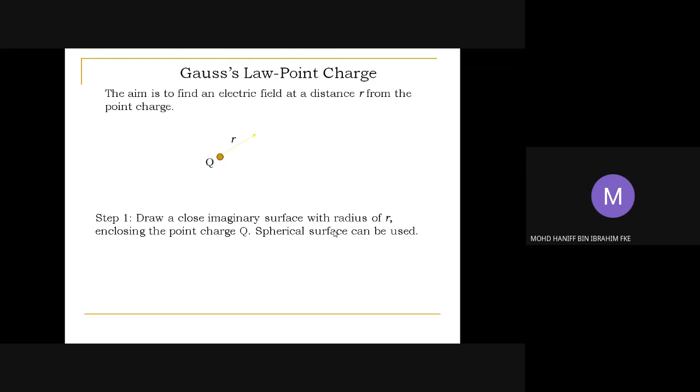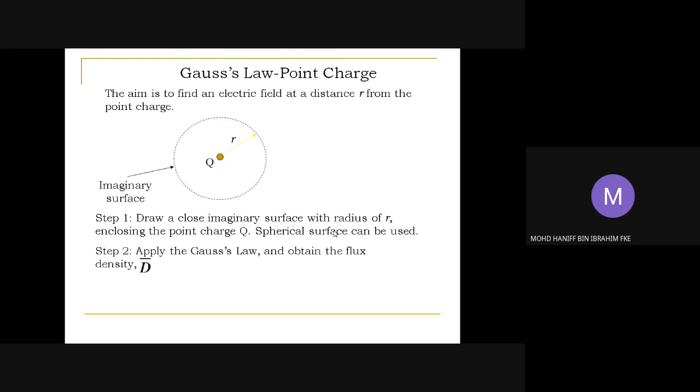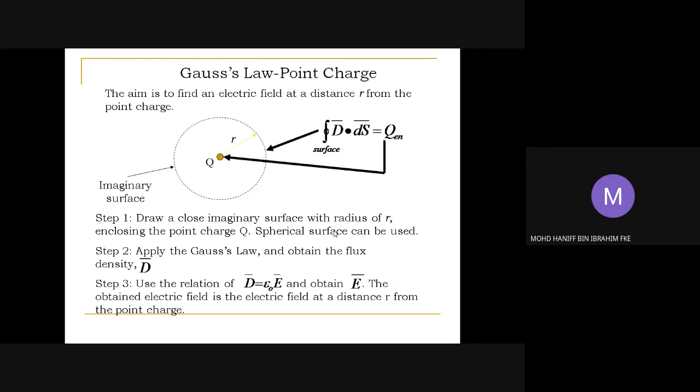Yeah. So these are the steps that have been taught last Thursday. So we have three steps. If we can recall back, the first step is to draw a closed imaginary surface, or in short, we call it just a Gaussian surface. Yeah. Number two is we apply the Gauss law to find the D, and subsequently we apply these equations which relate the flux D and also the field intensity E, in which we can further obtain the E field vector.